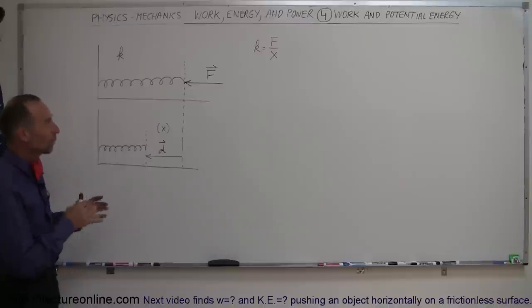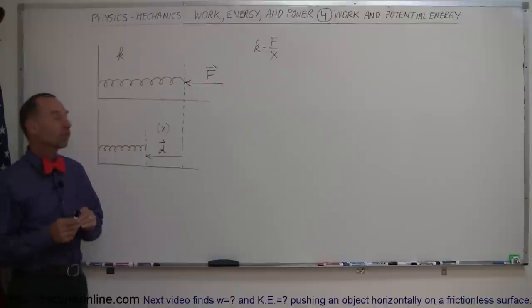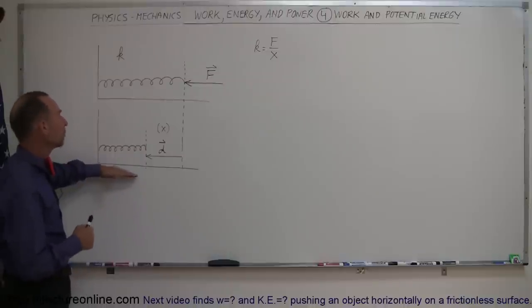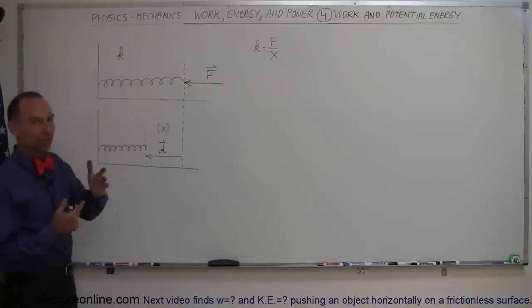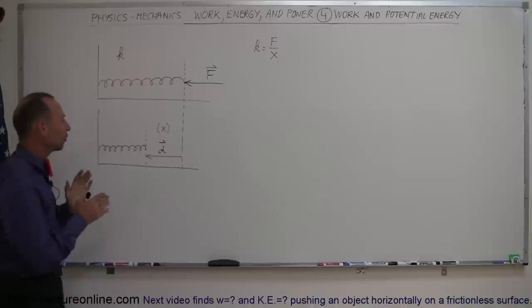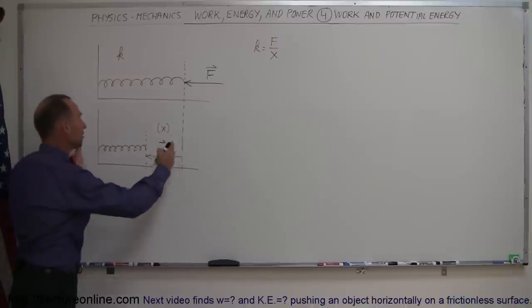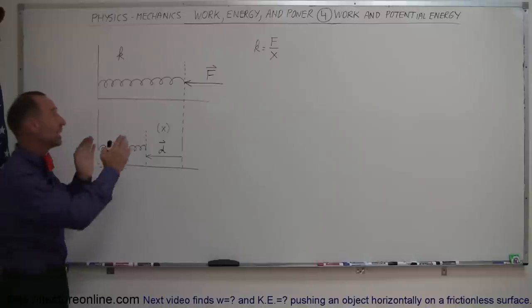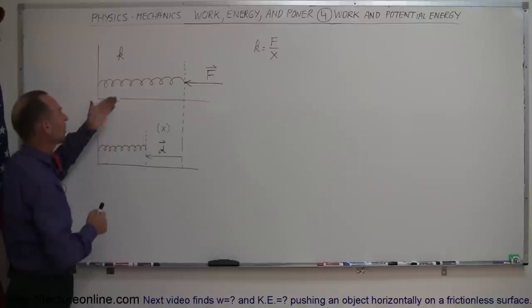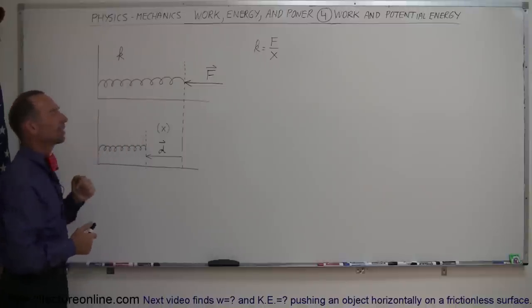Here again, we're going to relate work and potential energy, but instead of gaining potential energy by moving an object up to a higher height, we can also give potential energy to an object by compressing a spring and storing that energy in the spring. So let's say we have a spring of spring constant K.